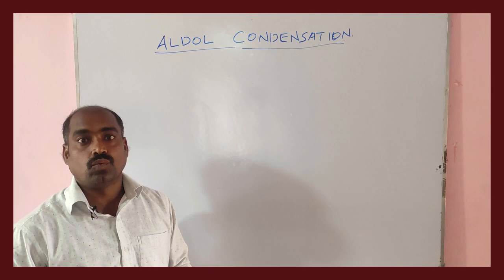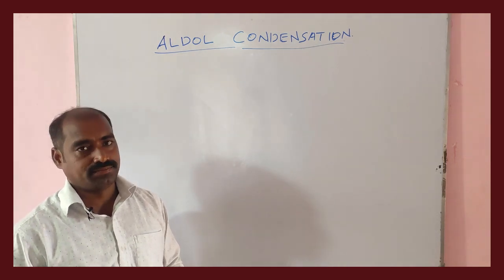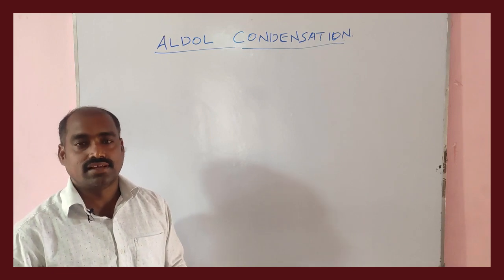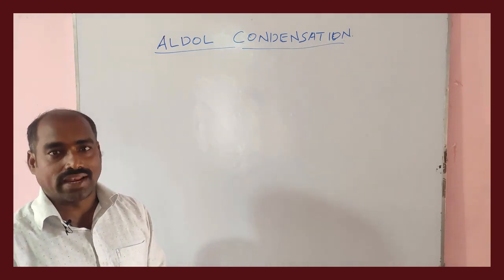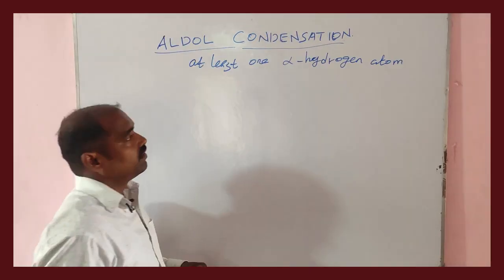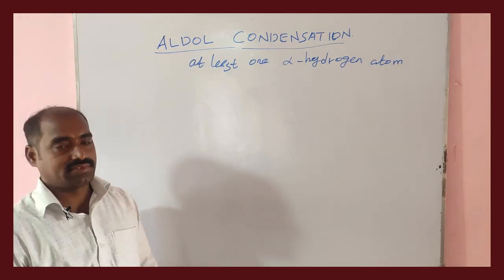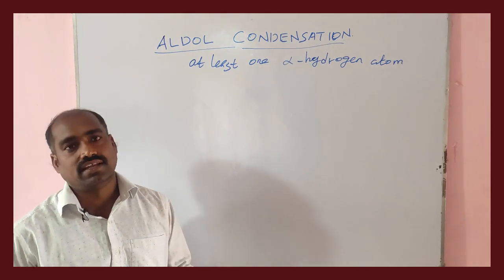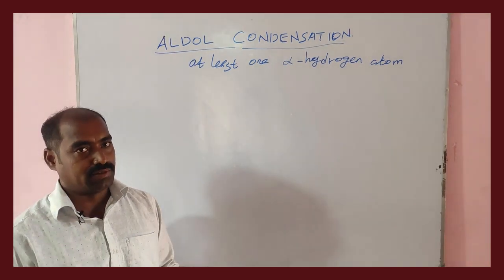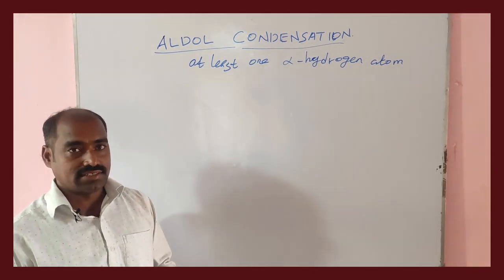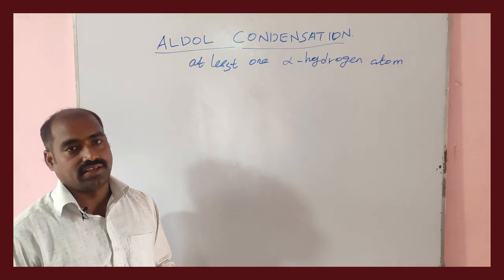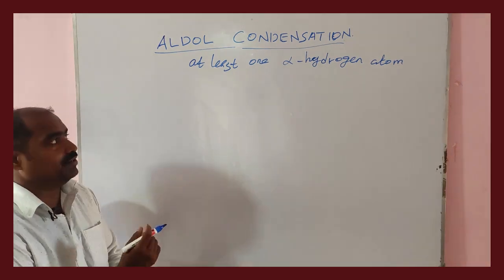containing at least one alpha hydrogen atom. Aldol condensation is shown by all aldehydes and ketones containing at least one alpha hydrogen atom. See, without an alpha hydrogen atom there is no aldol condensation reaction. Remember this. So aldol condensation means there must be an alpha hydrogen atom in the aldehyde or ketone.